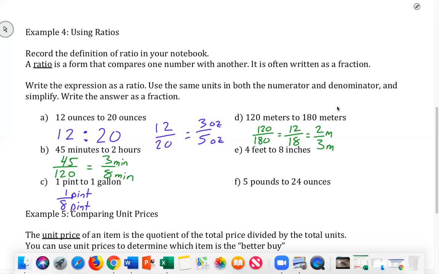Hannah, how many inches are in a foot? How many inches are on a ruler? 12. So how many inches are in 4 feet? You have a calculator there. What's 4 times 12? 48. So 4 feet is going to be written as 48 inches. So we have 48 over 8. Now, Hannah, can you do 48 divided by 8? 6. So I'm going to write this as 6 inches to 1 inch.